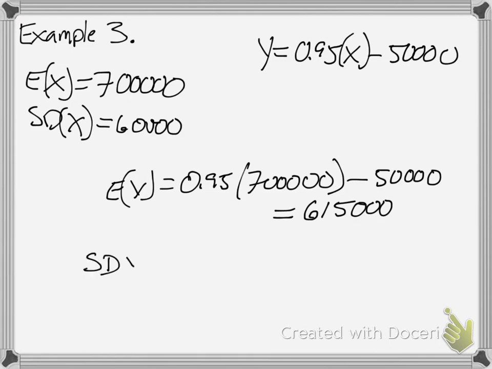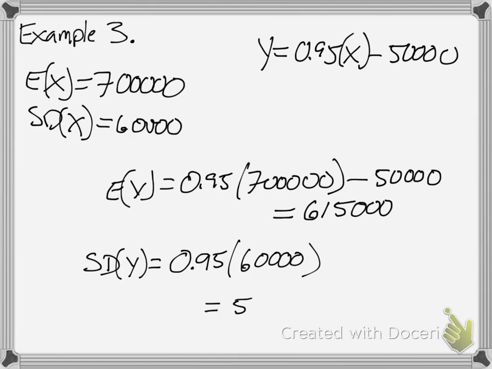Okay, now our standard deviation. So our standard deviation of that random variable Y is now, so do we add the constant? Remember, constants don't change our measures of location. So we're only going to multiply by our scalar 0.95 times 60,000, because that's our standard deviation, which gives us a total of our new standard deviation is $57,000.